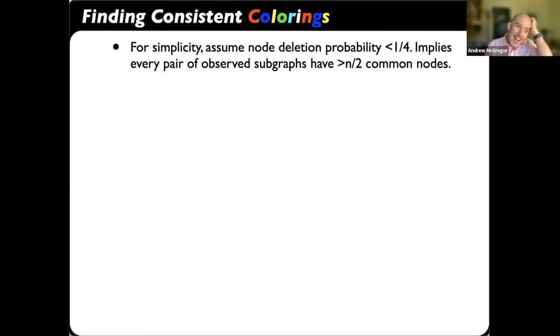Okay, so if the deletion probability is that small, what we can argue is that for any two traces, the number of nodes they have in common is greater than or equal to n/2. In fact, we don't actually even need exactly less than a quarter. This parameter can be tweaked, but all we're going to need is that between every pair of traces, the number of common nodes is more than n over 2.